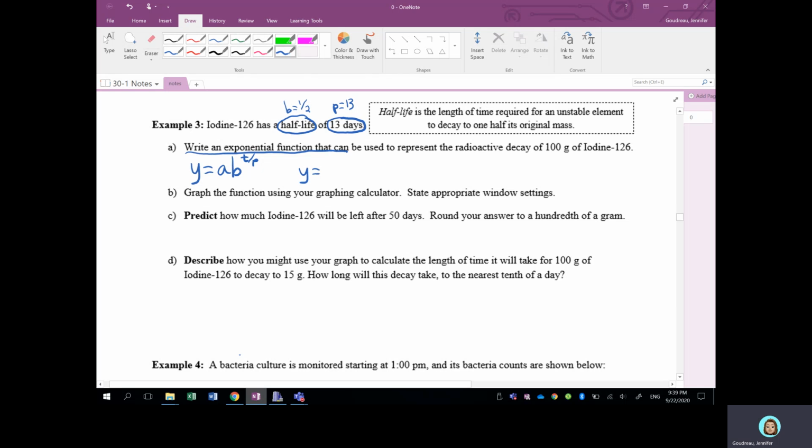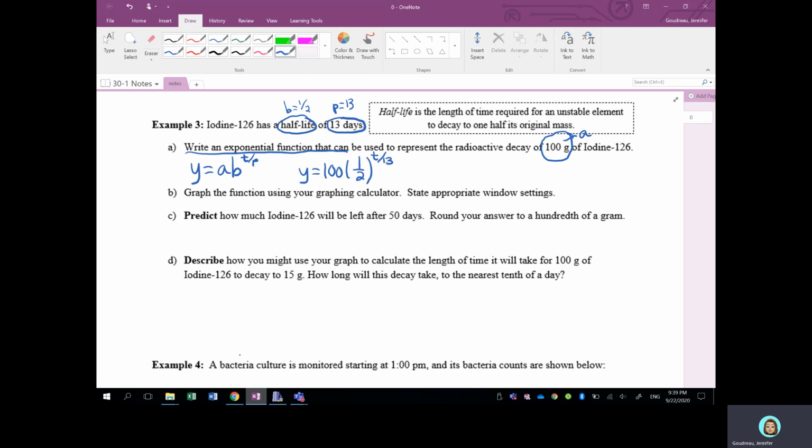And then reading in part A, write the exponential function that can be used to represent the radioactive decay of 100 grams of iodine 126. That's how much we start with. That's our coefficient, or our a value. So our equation then is going to be 100 times 1/2 to the power of t over 13. And the t over 13, all of that is in the exponent.